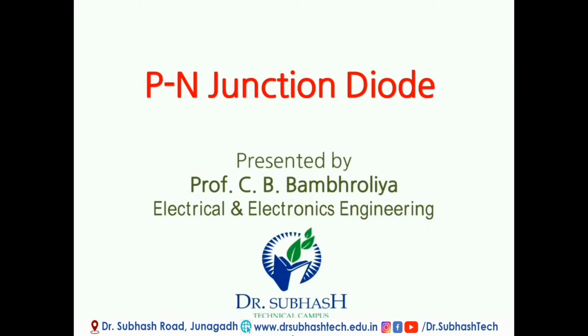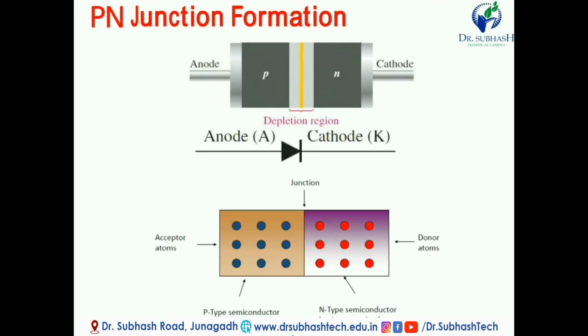Today's tutorial topic is PN junction diode. It's simply called semiconductor diode. Now let's take a look. A PN junction diode is nothing but one P-type semiconductor material and one N-type semiconductor material attached together to make one junction. So it is called PN junction diode.